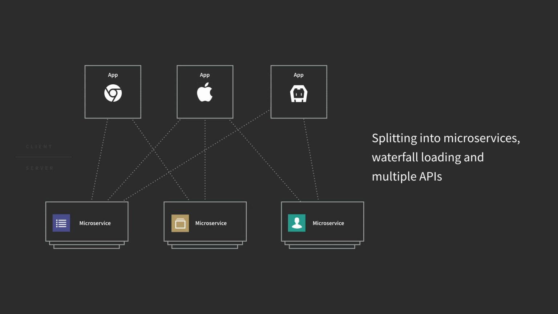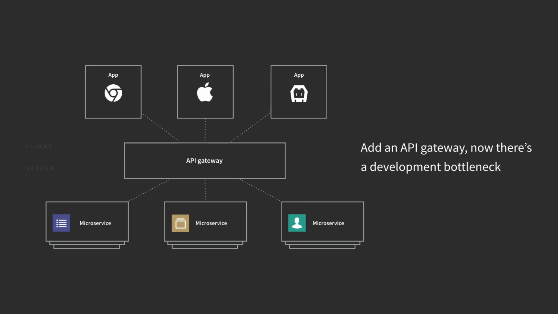And there can be data dependencies between those microservices. So that's a waterfall loading. You might request the repositories from this microservice over here, and then the contributors are way over in this other microservice. So your client would have to know those data dependencies. And that's where an API gateway comes in.